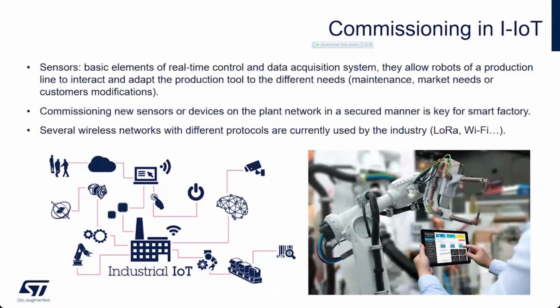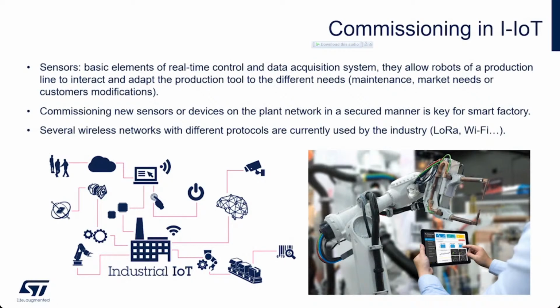One of the keys of IoT are sensors. These form the basic elements of real-time control and data acquisition systems. Their function is to transform physical quantities, temperature, pressure, position, into electrical signals. This allows robots on a production line to interact and adapt the production tool to the different needs, such as maintenance, market needs, or customer modifications via a wireless network.